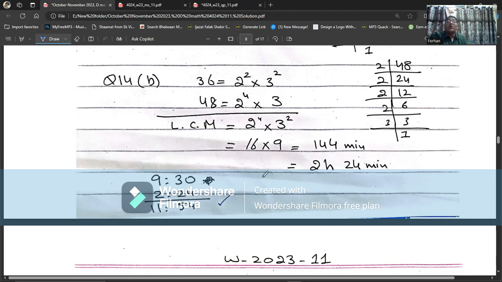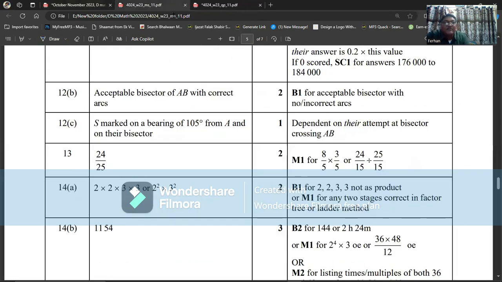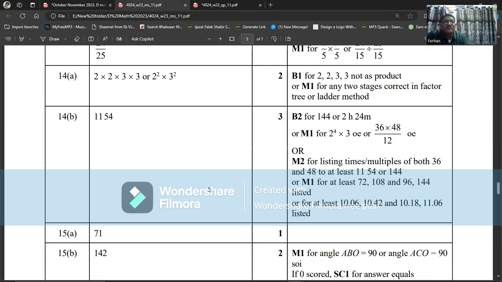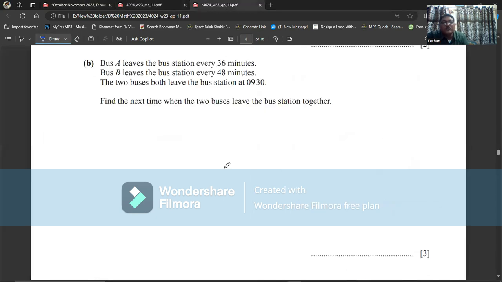144 minutes means 2 hours, and the extra 24 minutes, since 120 minutes is 2 hours. So in 9:30 add 24 minutes, you will get 11:54. So at 11:54, those buses will be together.